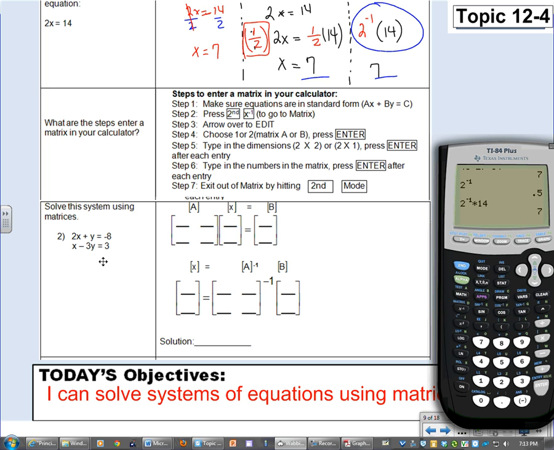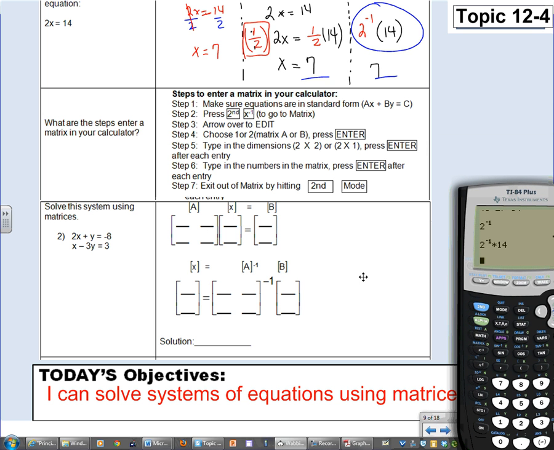Let's look at our second problem. I have 2x plus y equals negative 8 and x minus 3y equals 3. Yes, so we are in good shape. So now we're going to press the second button and x to the negative 1, and you will see that will bring us to the matrix button. Right above the x to the negative 1, you see the matrix. I'm going to hold off on that for just a moment, because first we have to figure out what we are going to type into the calculator before we get to the calculator part.